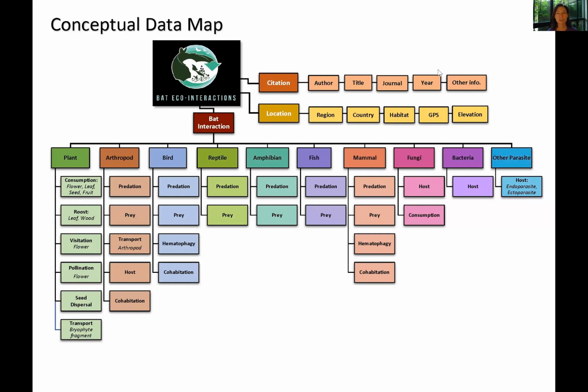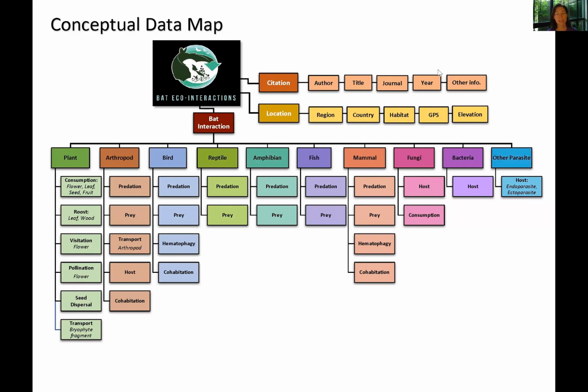Some of this really interesting information that actually never gets out into the larger community is very difficult for some people to find because they're locked up in university libraries. So all of that can be included. We also include for each interaction information about the location, the region of the world, the country, the habitat type.